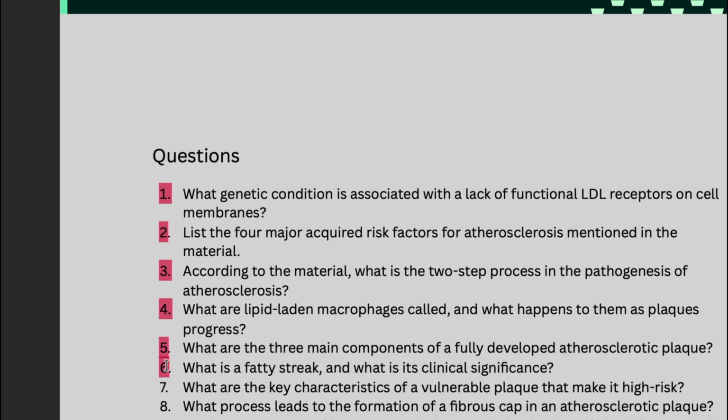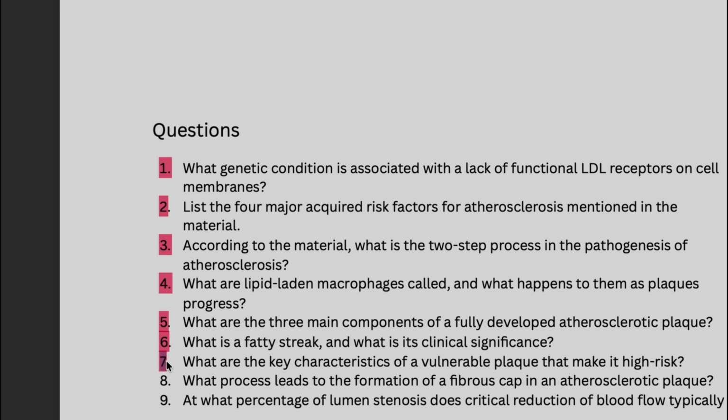So question 6, what is a fatty streak and what is its clinical significance? So the answer here is a fatty streak is an early atherosclerosis lesion composed mainly of foam cells, and it is considered the precursor to advanced plaques, but it is clinically insignificant because it does not obstruct blood flow. Now let's look at question 7.